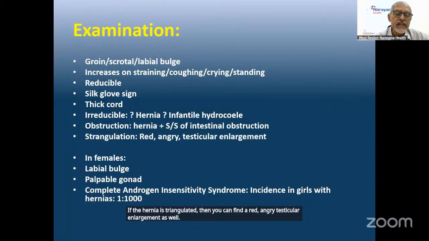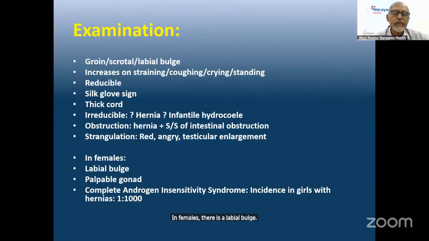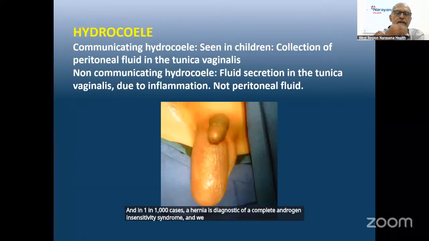In females, there is a labial bulge. There is generally a palpable gonad. And in 1 in 1,000 cases, a hernia is diagnostic of a complete androgen insensitivity syndrome, and we'll come to that a little later.